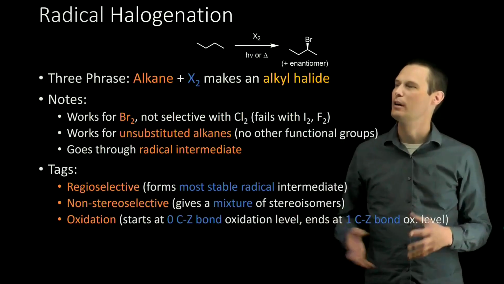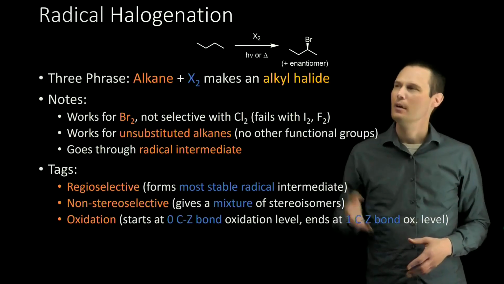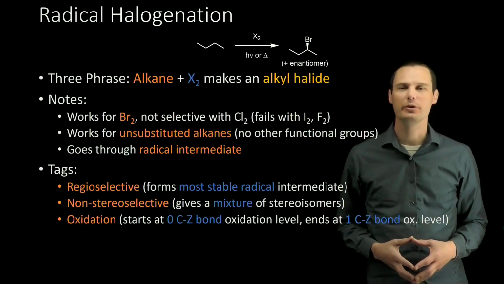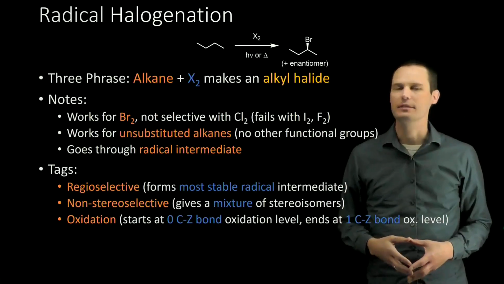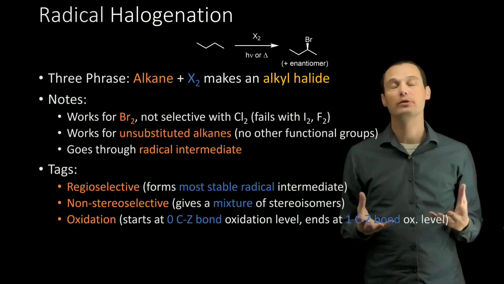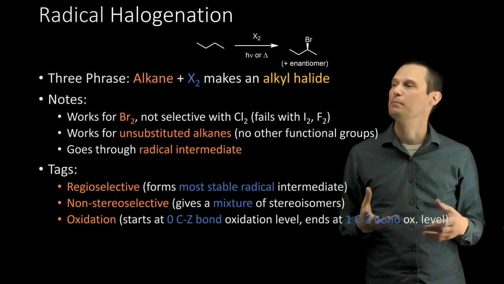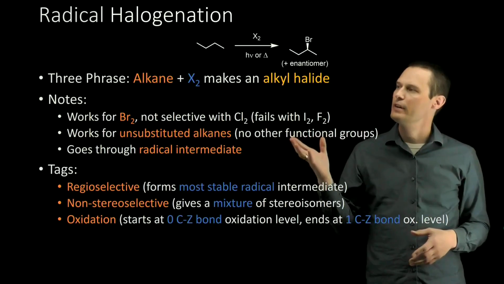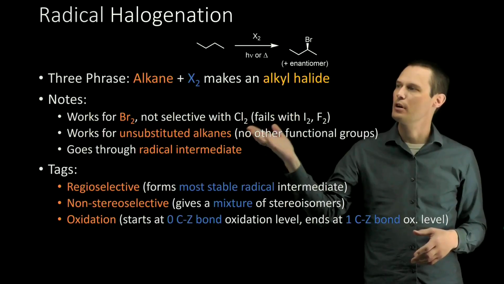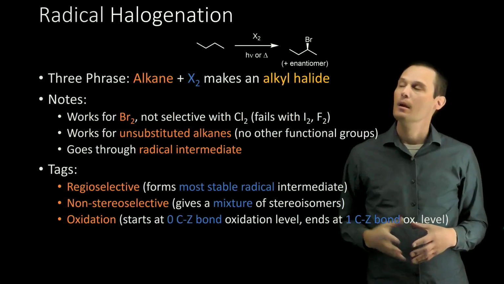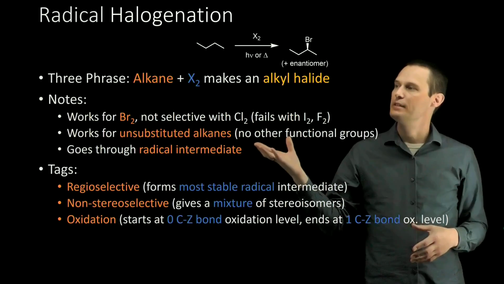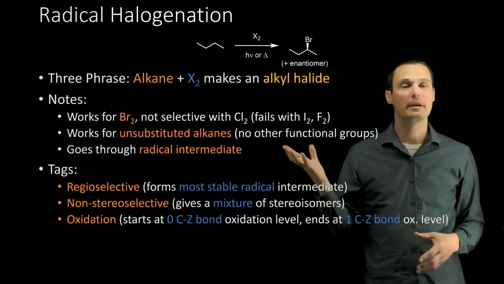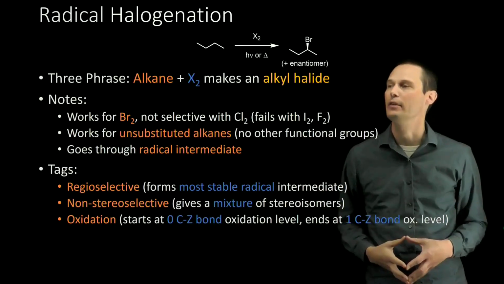Here is our summary card for the radical halogenation reaction. An example of the radical halogenation is shown here. We have our 3-phrase sentence. 3-phrase sentences are a convenient way to organize reactions in your head. If you have to memorize something, memorize the 3-phrase sentence. The 3-phrase sentence always has the starting material, the reagent, and the product in it. So for this reaction, the 3-phrase sentence would say that an alkane plus X2 makes an alkyl halide.